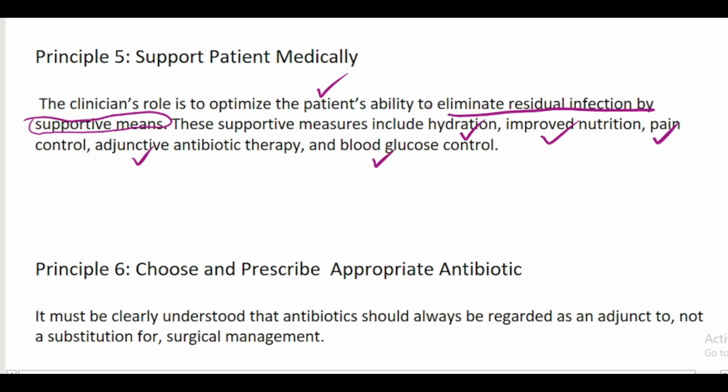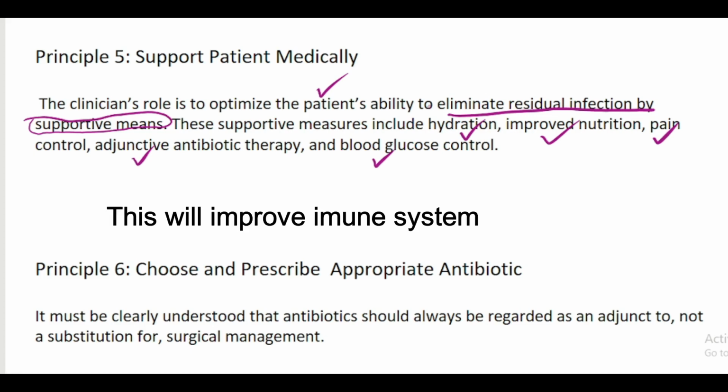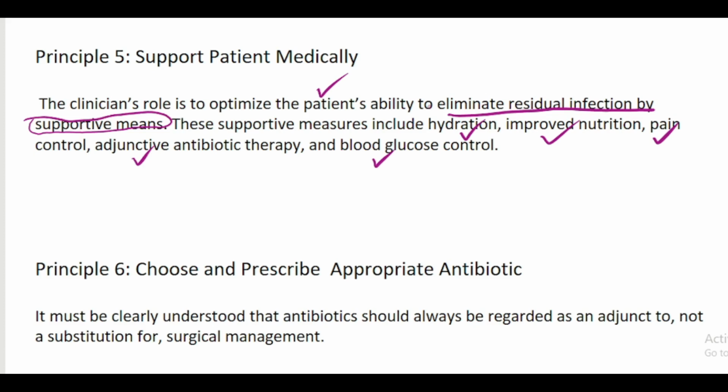We have to keep the patient properly hydrated. We have to improve the patient's nutrition. We have to control the pain, give antibiotic therapy, and control blood glucose. By all of these supportive means, we will optimize the patient's ability to eliminate the residual infection. So this is the fifth principle.